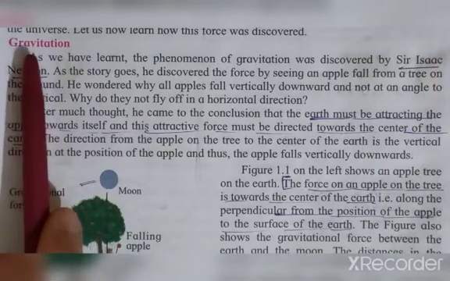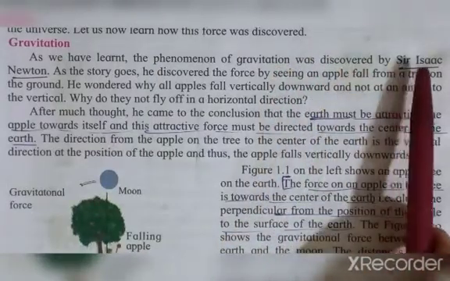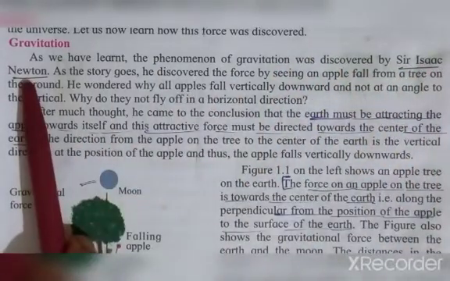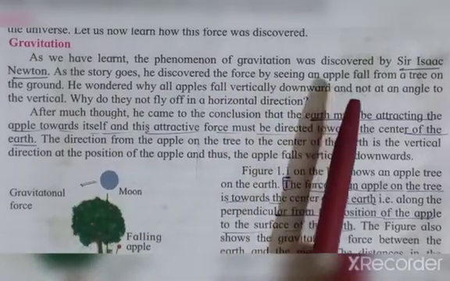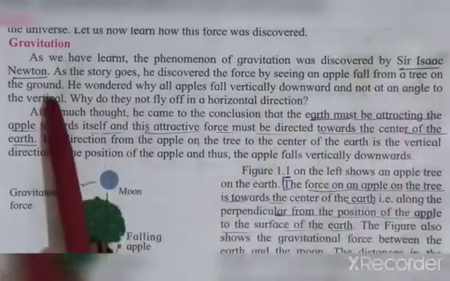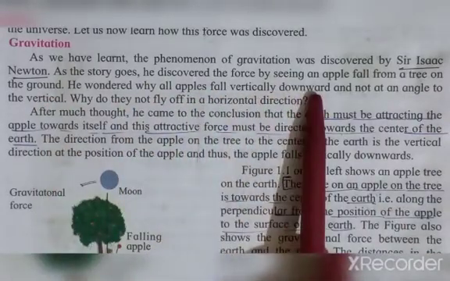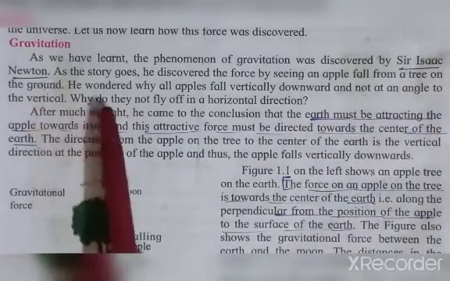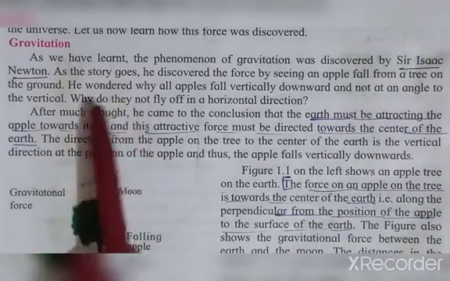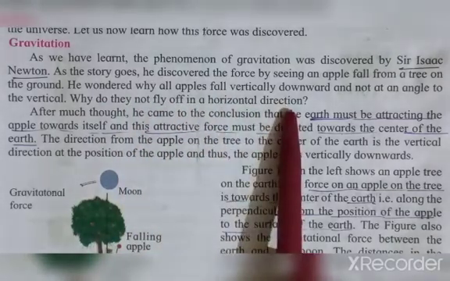Okay, now see this gravitation. The phenomenon of gravitation was discovered by Sir Isaac Newton. As the theory goes, he discovered the force by seeing an apple fall from a tree on the ground. He wondered why all apples fall vertically downward and not at an angle to the vertical. Why do they not fly off in a horizontal direction?